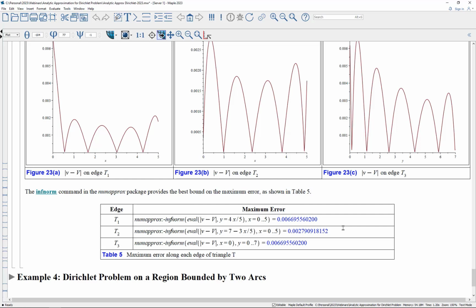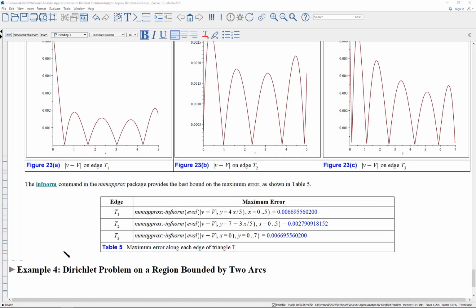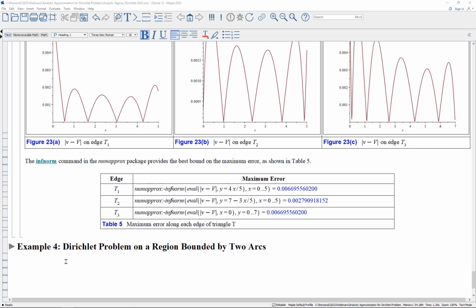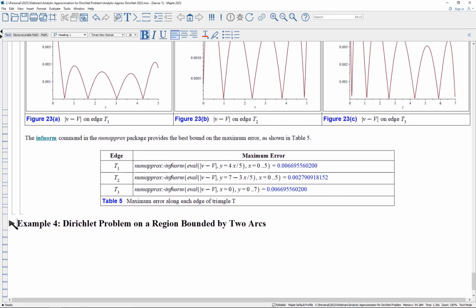So the approximation is easy to get, pretty accurate, and it's an amazing piece of work for something that was first published in the mid-30s. At that time, these approximations would be really hard to get by hand, but doing it in Maple, it's not hard at all. And finally, for a fourth problem here, a Dirichlet problem on a region bounded by two arcs.